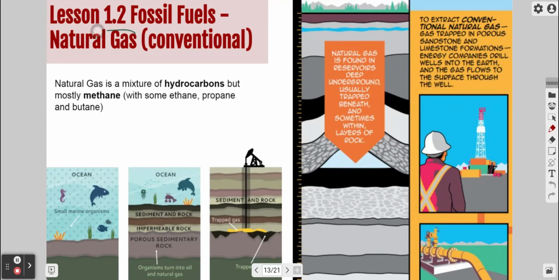You also need to understand natural gas is another very common fossil fuel that we use, and methane is the main hydrocarbon in there, but there are some other hydrocarbons. And again, it is a fossil fuel, so it's from animals dying, and then over time, the pressure and sediment and rock build up, and the gas that they turn into is captured in the rock layers.